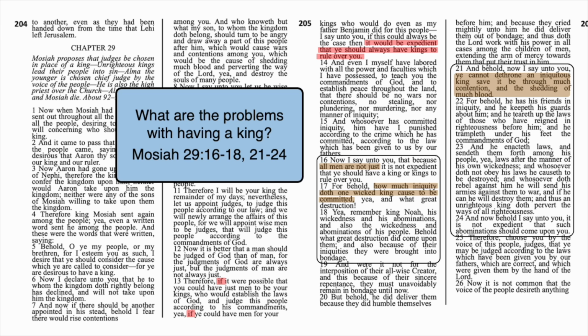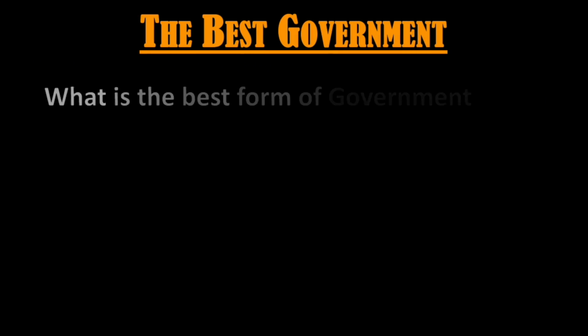Because when it goes bad, it really goes bad, and quick. It's very, very difficult to overcome and recover from that. Even just one bad king. So what's the next best thing, apparently? What kind of government does King Mosiah recommend and establish?